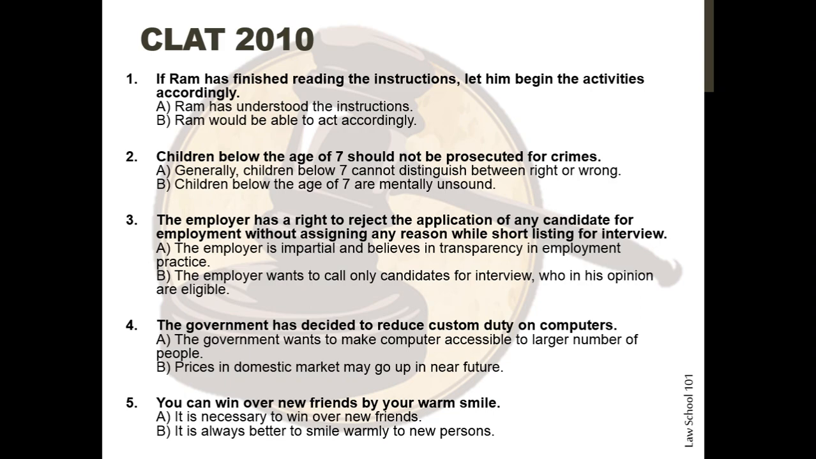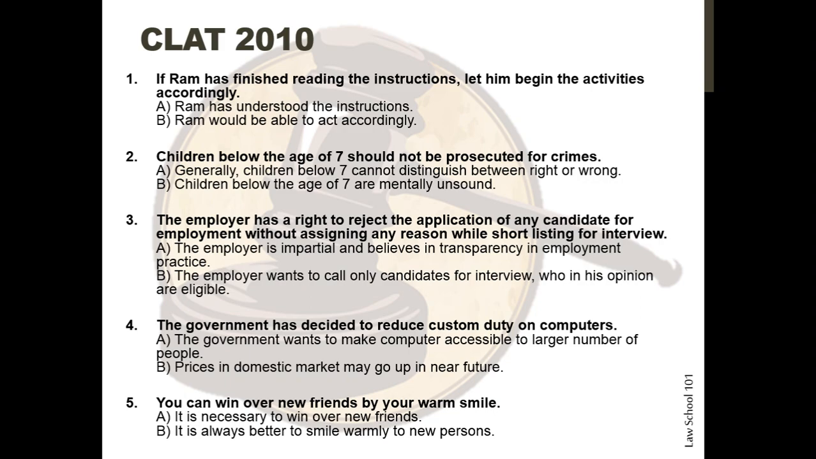Question 4. The government has decided to reduce custom duty on computers. So option A, the government wants to make computers accessible to a larger number of people, which is true, which is a valid assumption. Because if, using the falsification test, the government would have wanted to make computers inaccessible to people, then it would not reduce the prices but would increase them. That would be something contrary to the statement.